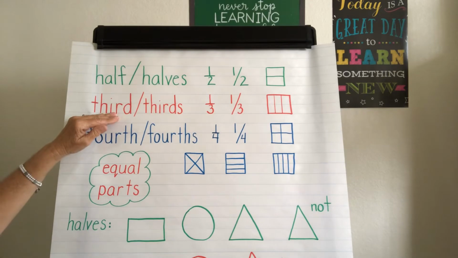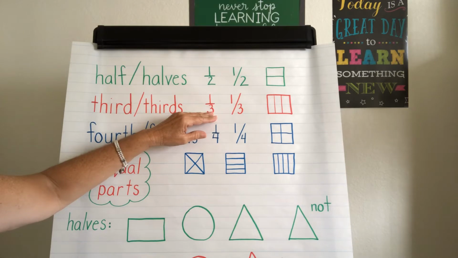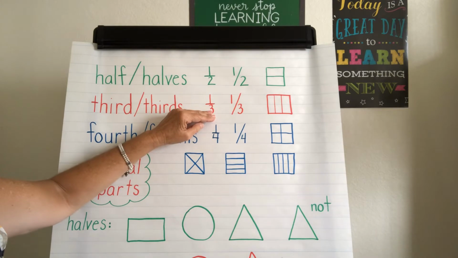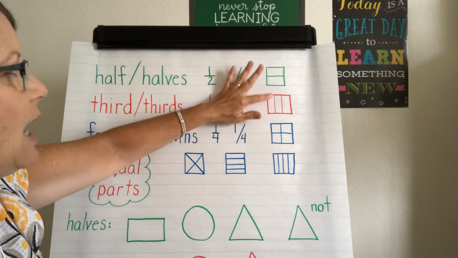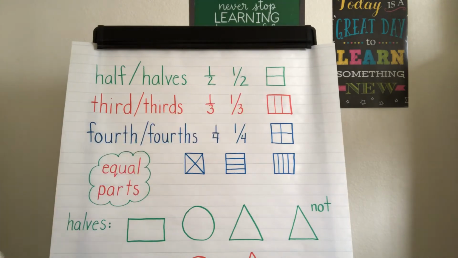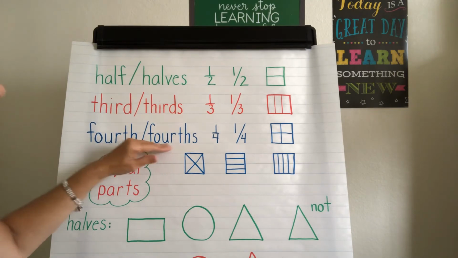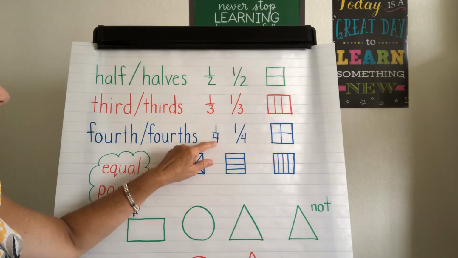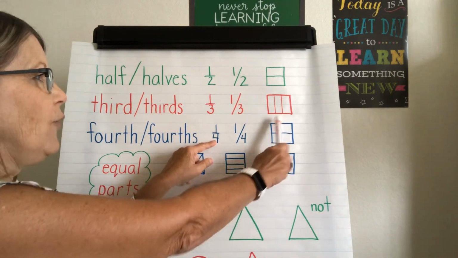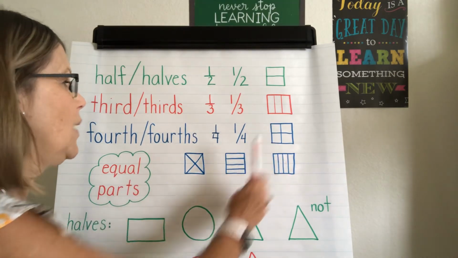Okay, this word is third. Thirds, we're looking at the 3 in the denominator, and this means 3 equal parts. If I were to show 1/3, here are my equal parts, I would shade in one of these. This word is fourth and fourths. That means 4 equal parts, and 4 is the denominator. You see over here that there are 4 equal parts. If I were to show one of them, I would color in 1.